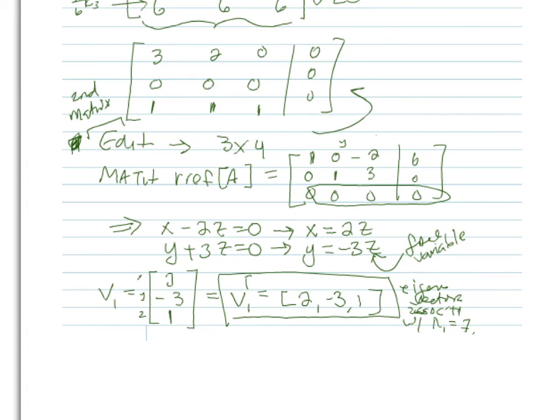And so we have some relationships, so we can definitely, I mean, z is free, so we can definitely pick anything. Z can be anything. So if z is 1, then obviously x is 2. That should be a 2 right there. And then y is negative 3. So we have our first eigenvector that's associated with our eigenvalue 7.